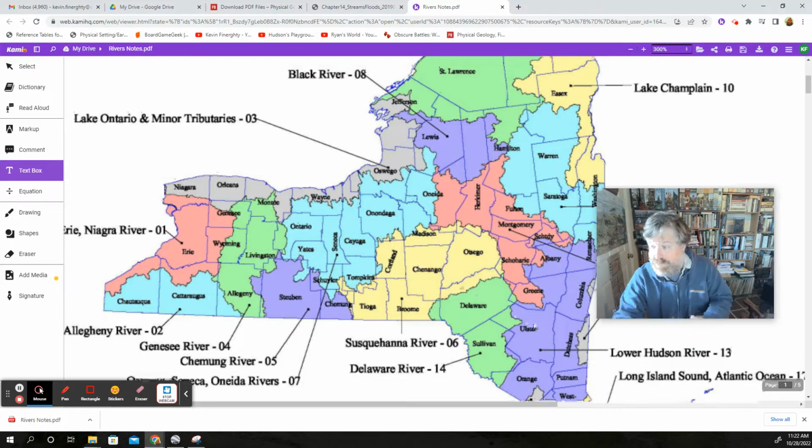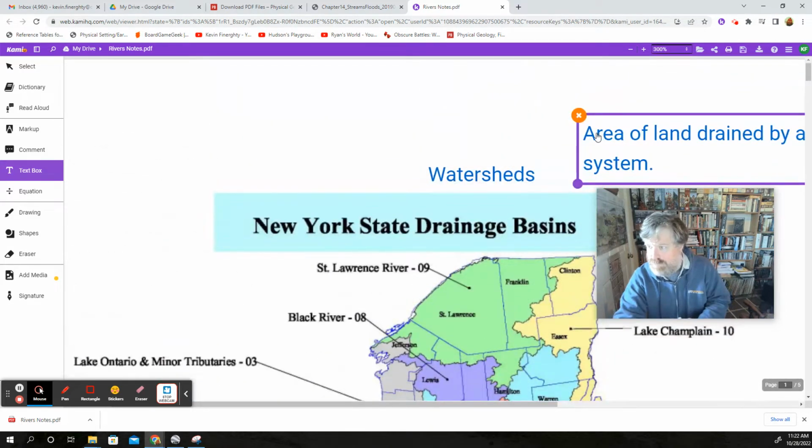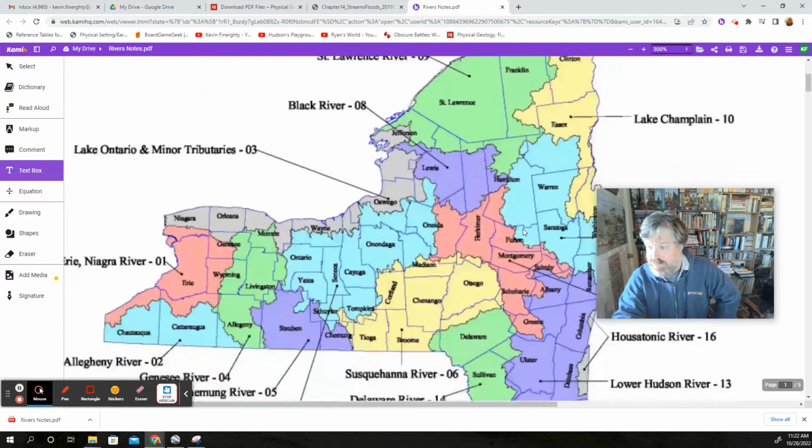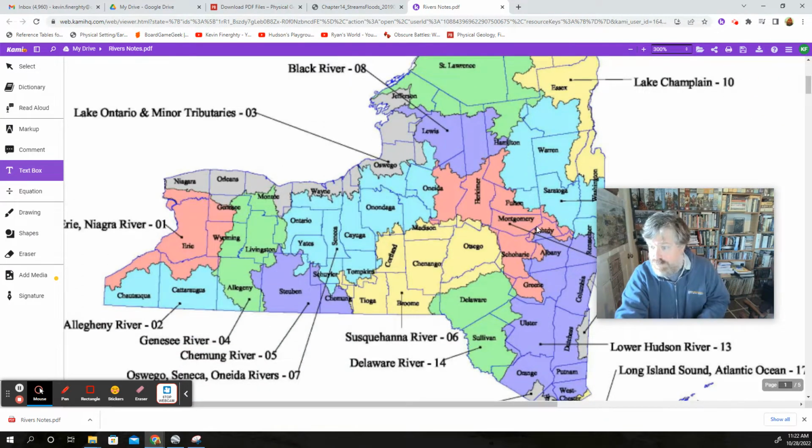So keep in mind that it's an area of land. That's it. It's a physical geographical amount of space. Everywhere is part of a drainage basin. When water hits, it's going to drain somewhere. So it's worth understanding that everything you do within these areas affects the water quality of that area.